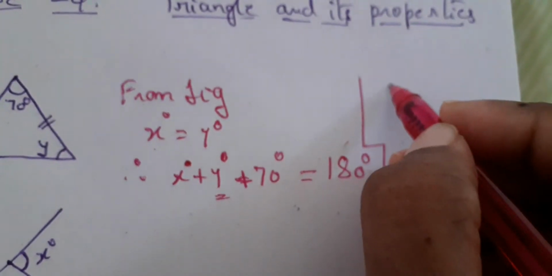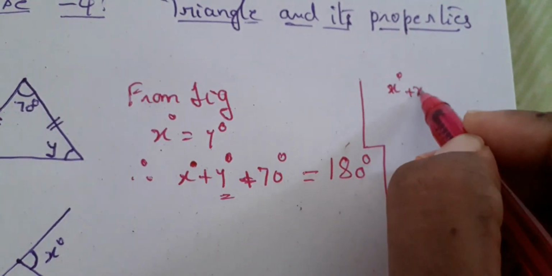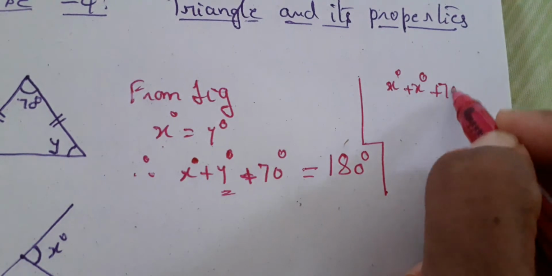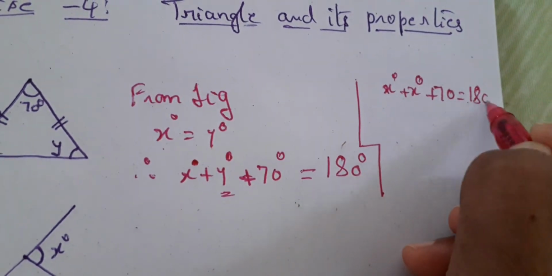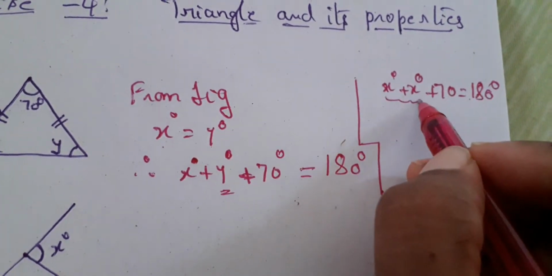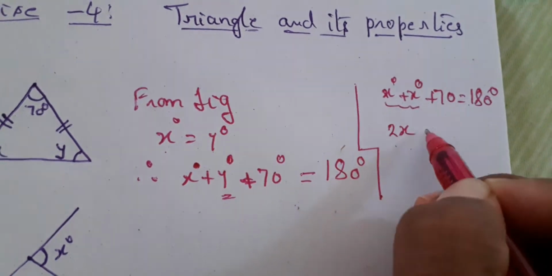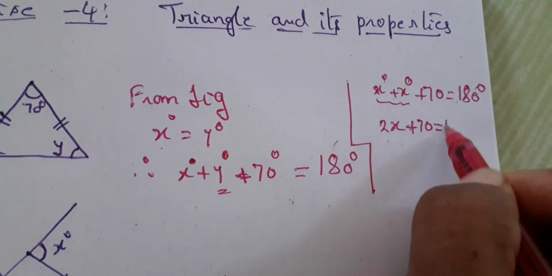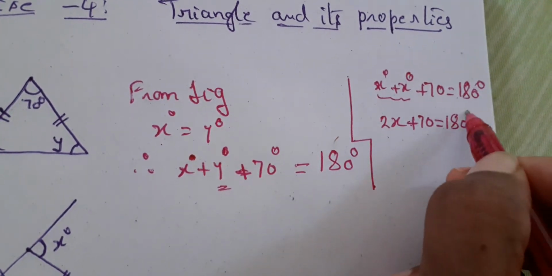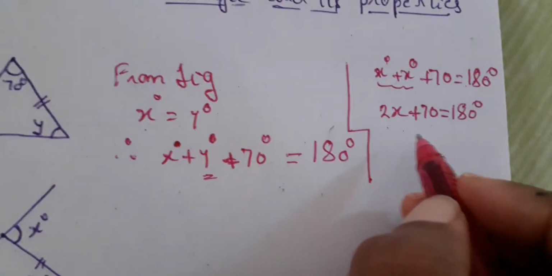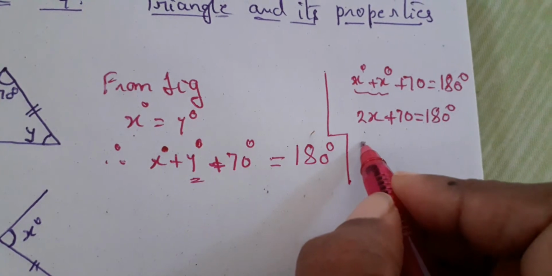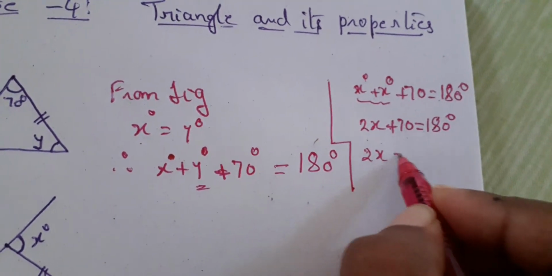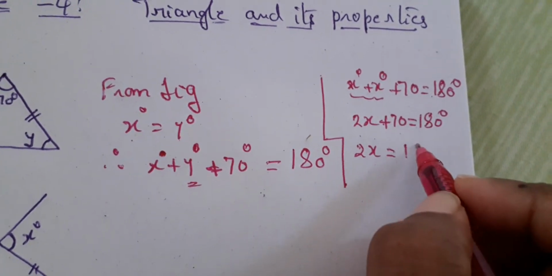Now in place of y also you can write x. So x plus x plus 70 is equal to 180. x plus x is 2x. So we can write it as 2x plus 70. I am giving every step. I didn't expect that you would be asking such doubts, but anyhow you asked. It seems you are not clear with the previous concepts also.